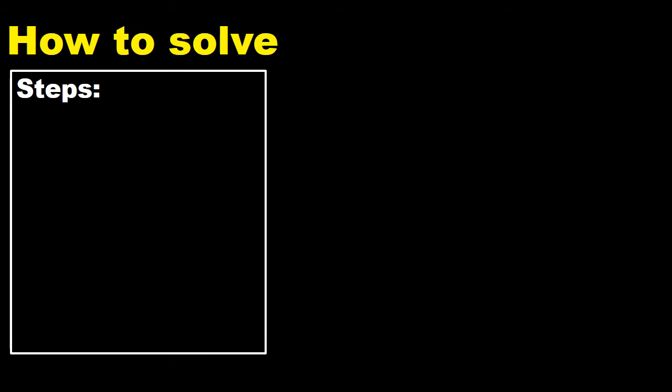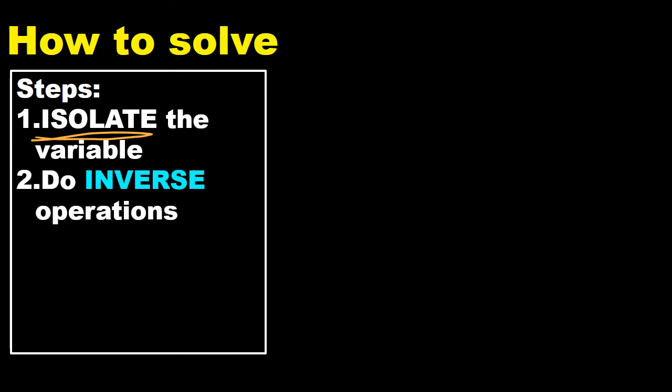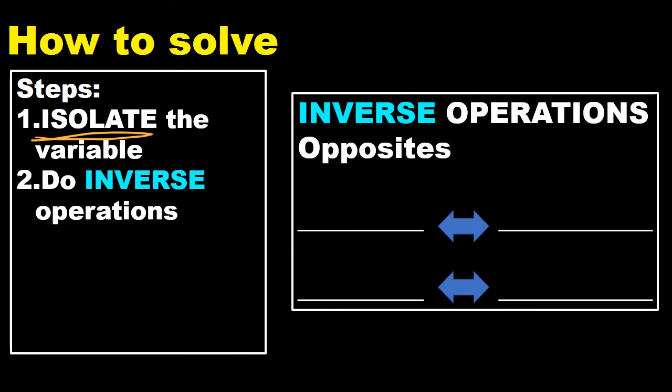So in how to solve, let's give you some steps here. Step one is the goal is to isolate the variable, which means that at the end, we want to have the variable on one side of the equation all by itself. The way we do that is we do the inverse operation. So for inverse operation, we're dealing with the opposites.